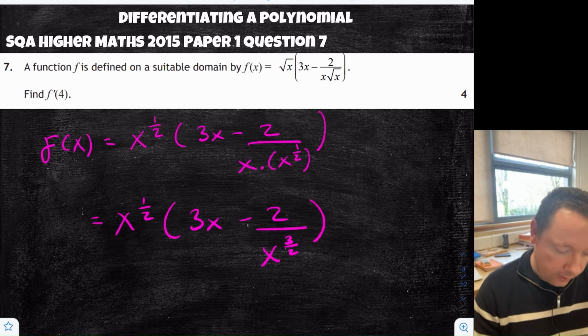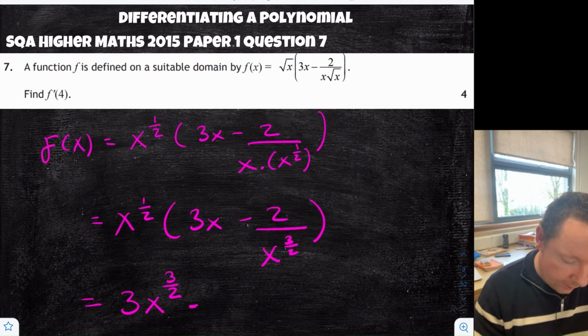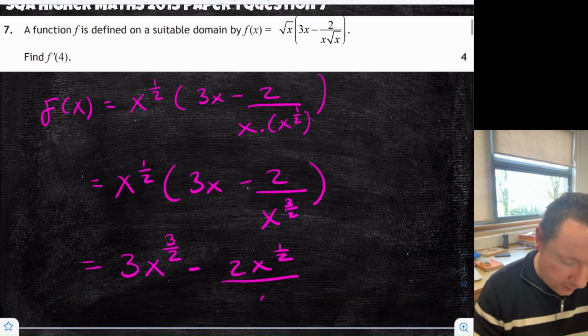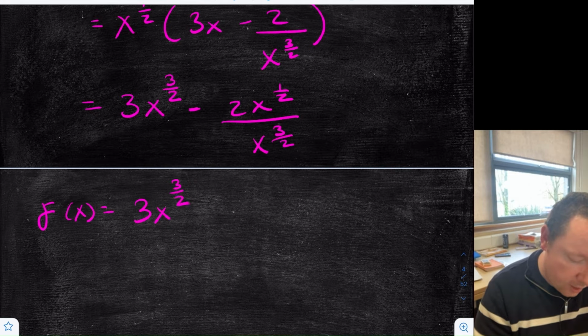And then we can multiply our brackets out to get 3x to the 3 halves minus 2x to the half over x to the 3 halves. And tidying that up even further, f of x is 3x to the 3 halves minus 2x to the minus 1, a half minus 3 halves.